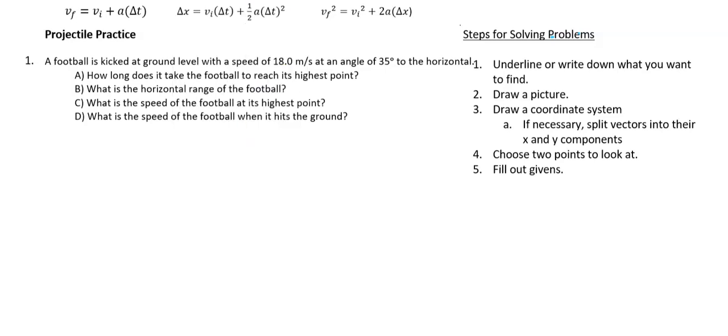So we have a good old football. I'm going to draw it right here. Here's my football. Do a nice little arrow. It is 35 degrees to the horizontal, 18 meters per second. And it's going to have a beautiful little arch, parabola. Cool. Awesome. So first thing that I want to do, draw a picture.